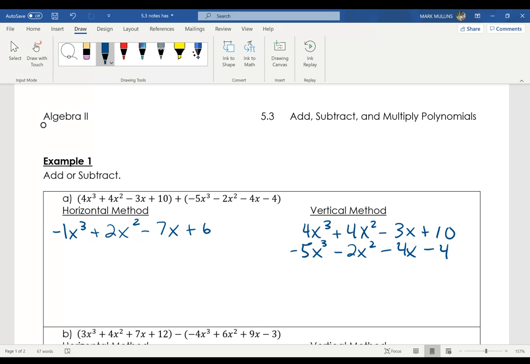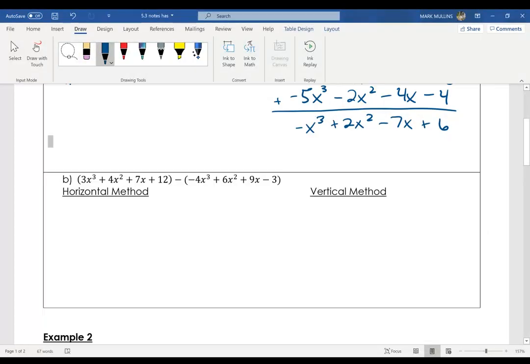So generally speaking, I think if it's in a worksheet and the problem is already laid out horizontally, I would probably just work it that way. But if I was copying it from my book, I might just do this. So when I am adding, I have a -x cubed plus 2x squared minus 7x plus 6. Always good when I get the same answer for both, and that checks.